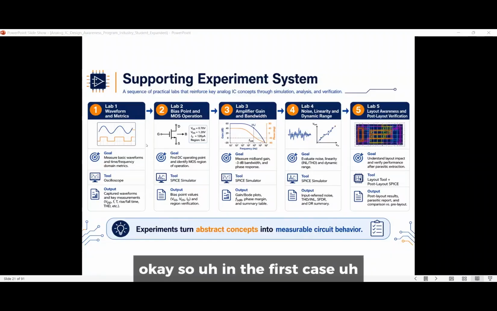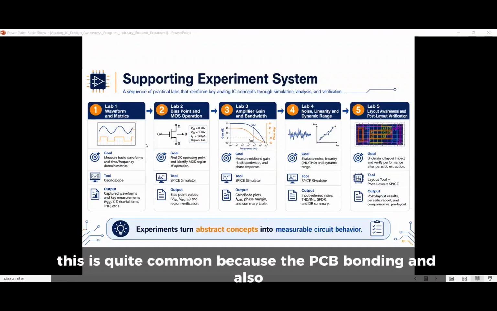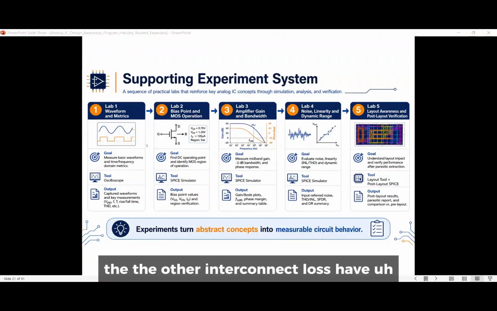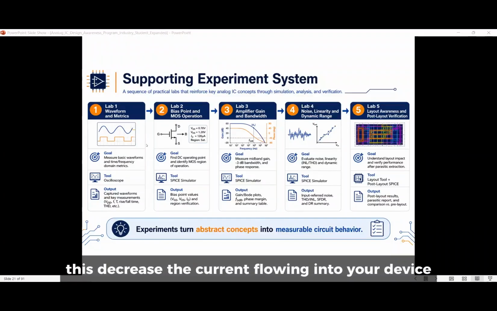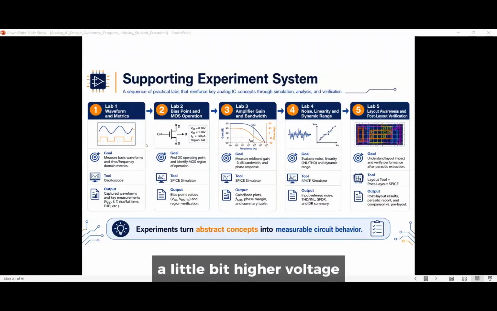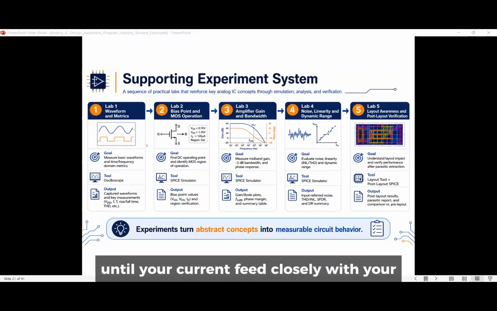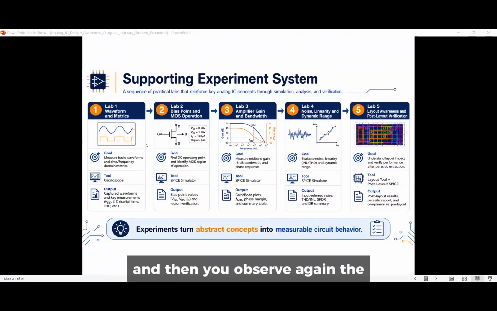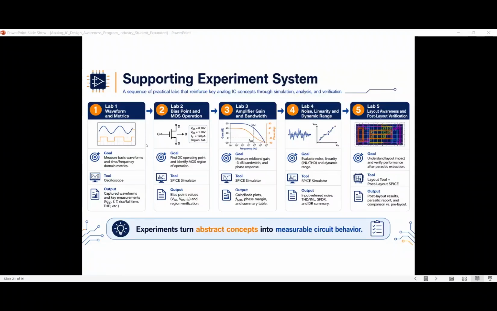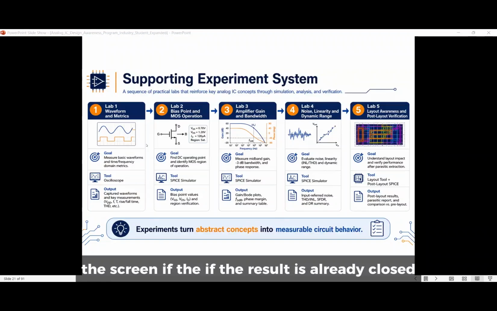Okay, so in the first case, your measured current is somewhat smaller than your simulated one. This is quite common because the PCB bonding and also the other interconnect loss have decreased the current flowing into your device. So in this case, you will have to tune a little bit higher voltage than the simulation result until your current fits closely to your simulation result, and then you observe the screen again to see if the result is already close.